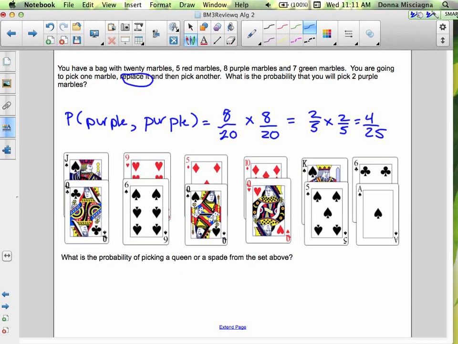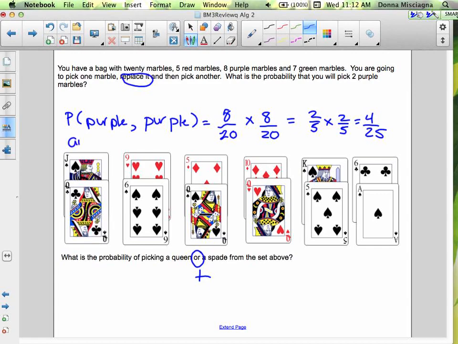All right, so let's look at the next one. What is the probability of picking a queen or a spade from the set above? Now, when we see or, we're going to add the probabilities because it's only one event. We're picking one card, but we have more than one favorable option. All right, the queen is favorable and the spade is favorable. So when we see or, it's an add. When we see and, or we have two events, it's going to be a multiply.